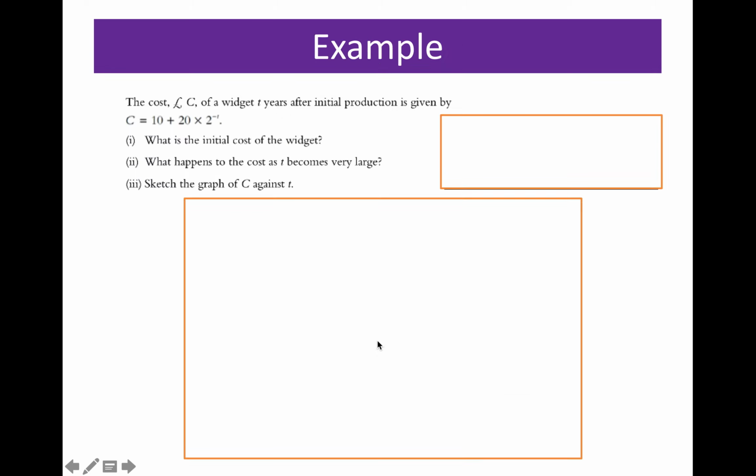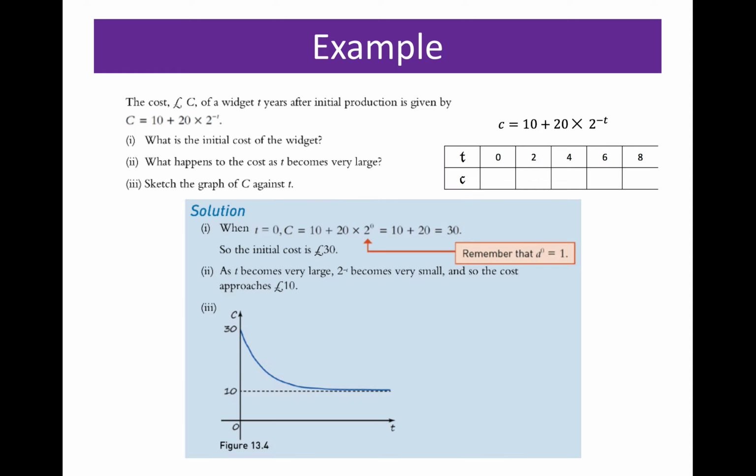Now let's look at an example. The cost in pounds of a widget t years after initial production is given by c equals 10 plus 20 times 2 to the minus t. Now this example is taken from the book. You can look in the book. Again, what I want you to do is pause and then have a go at doing it. Okay, let's see what you've done.